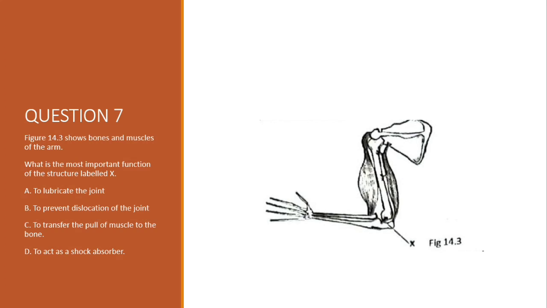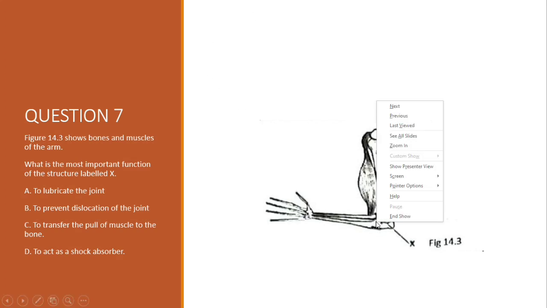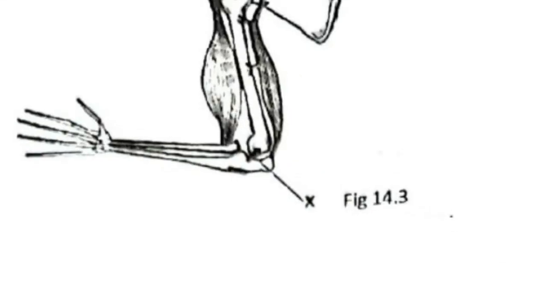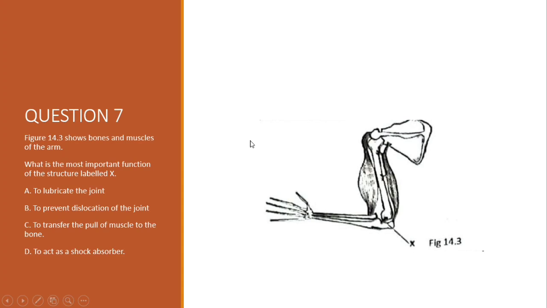So we're going to be able to answer this question if we know what X is. Let me try to zoom in if it's not clear. So X is this thing which is shaded here. That's our X. So the question is, what is the most important function of the structure labeled X? So what is X? X is the ligament.